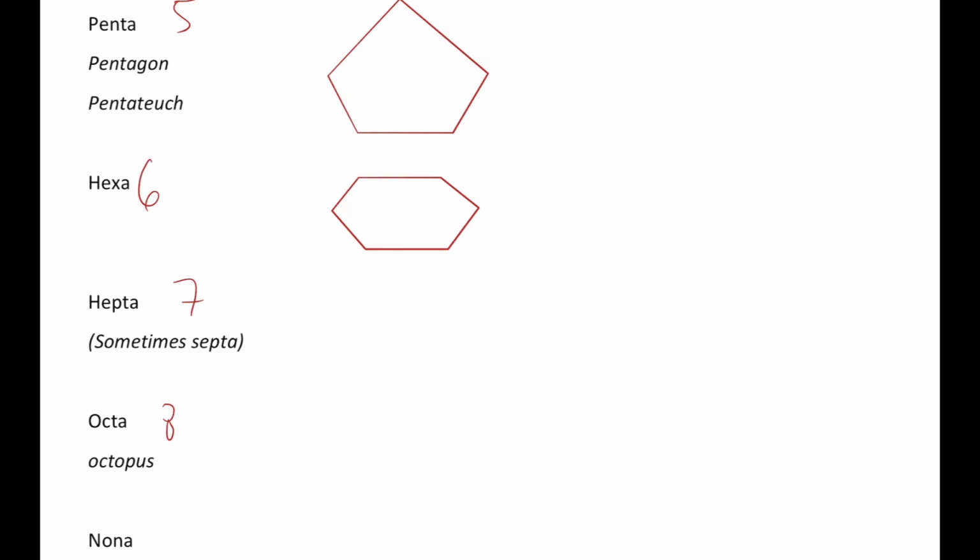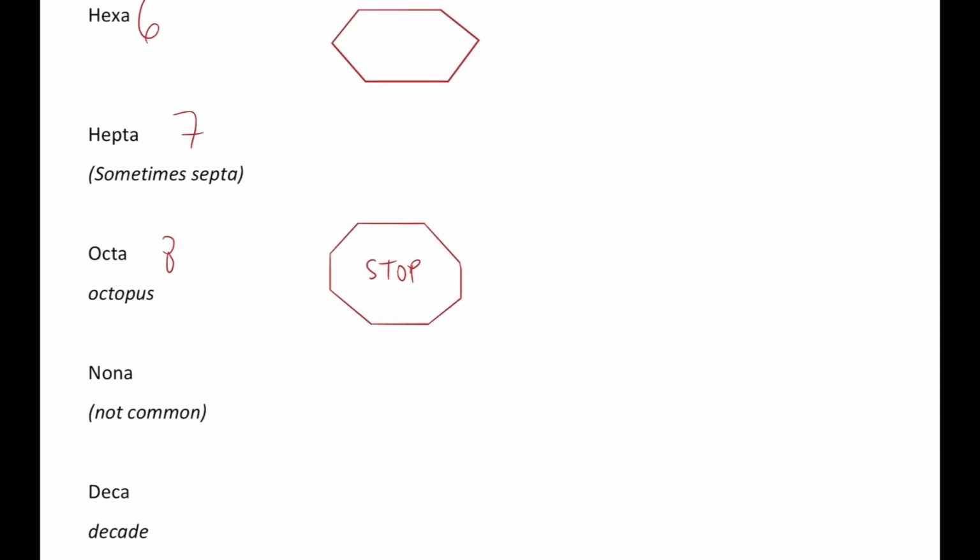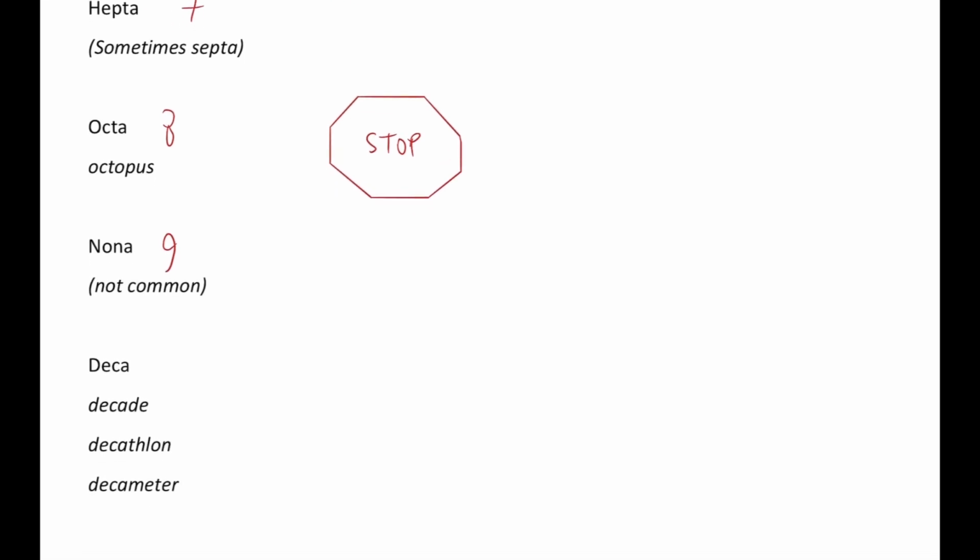And we've all seen what an octagon looks like every time that we see a stop sign. And so I'm going to attempt to draw. Yeah, that turned out all right. So there is my octagon. Nonagon is not very common, but a nonagon is a nine-sided figure, and I'm not going to draw that one either. And a decagon. Deca is a ten-sided figure, a decagon. And so we have a decade, which is ten years, a decathlon, a sporting event that takes place with ten different events, or a decameter being ten meters. A ten-sided figure is a decagon.